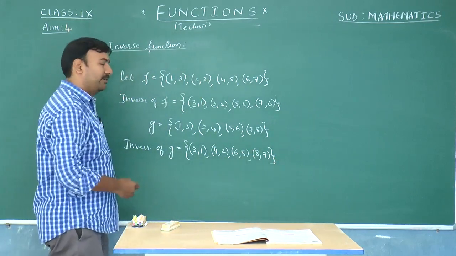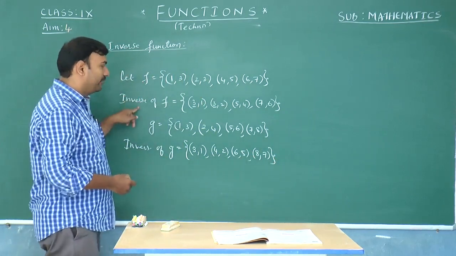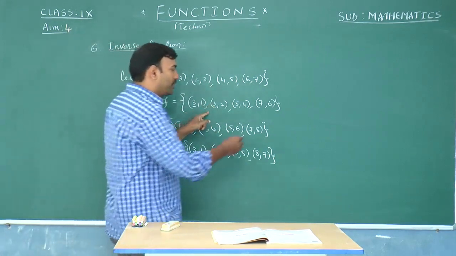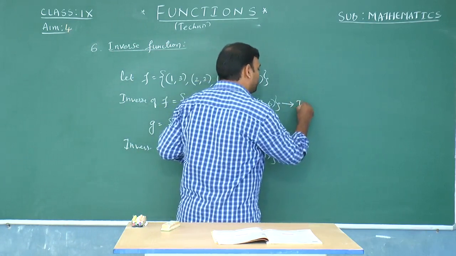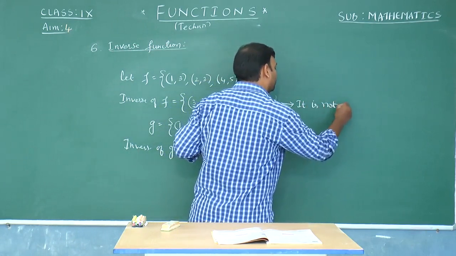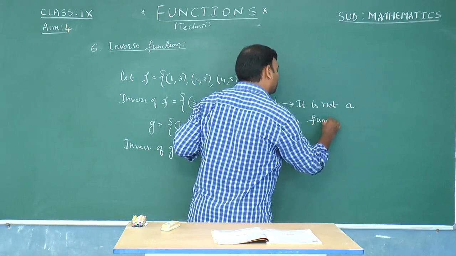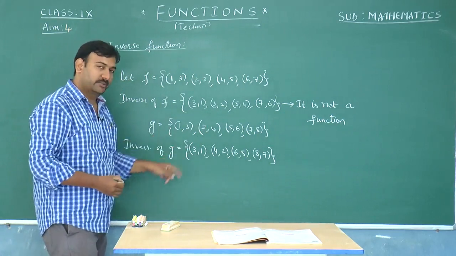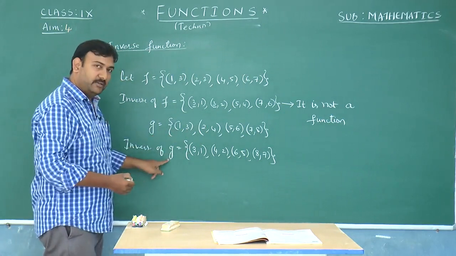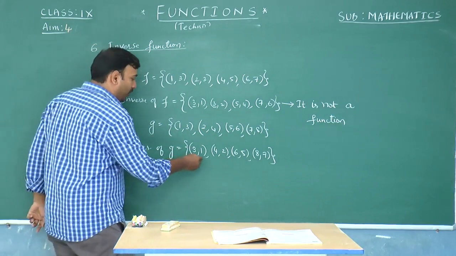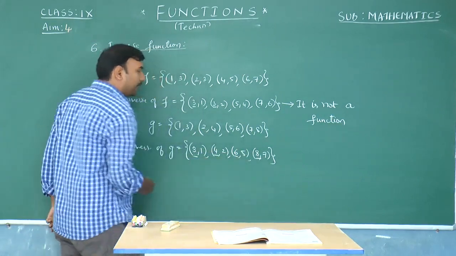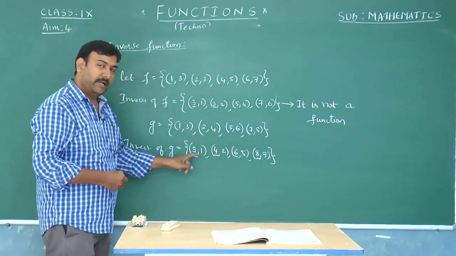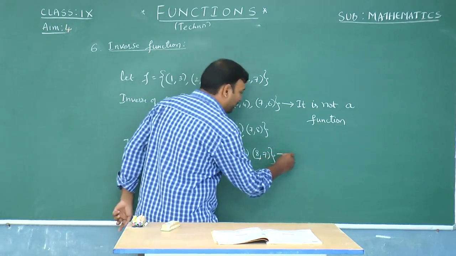Observing these two functions carefully, the inverse of the function f is not a function because the first coordinates are repeated. Whereas in the second example, we have taken the inverse of the function g and observed that all the first coordinates are different. So as the first coordinates of the inverse of g are different, it again becomes a function.